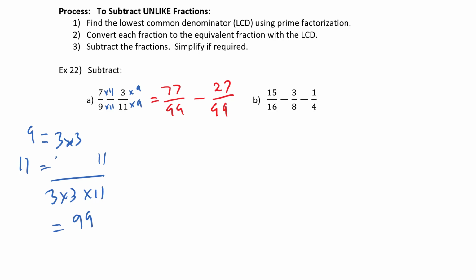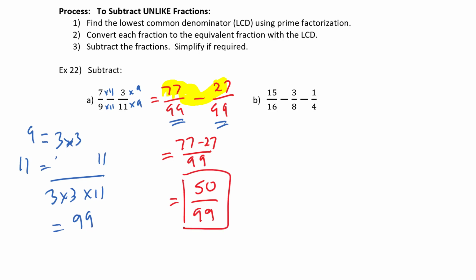Now we have common denominators. Now we write that down on the next line. The denominator does not change. It remains the same. And we apply the math to the numerators. So here we're having 77 minus 27. 77 minus 27 is 50 over 99. Ask yourself, can I pull out a common factor from 50 or 99? I cannot. Therefore, this is the final answer.